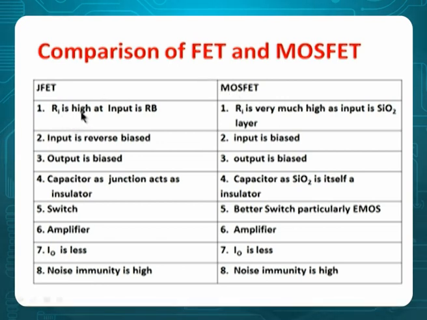In JFET, input impedance is high because input is reverse biased. Whereas in MOSFET, input impedance is much higher, not because input is reverse biased, but because of the silicon dioxide layer. Input is reverse biased in JFET, whereas in MOSFET we can't say reverse biased or forward biased. We can only say biased. When you say biased, I mean only voltage given. We can't say whether it is forward or reverse.